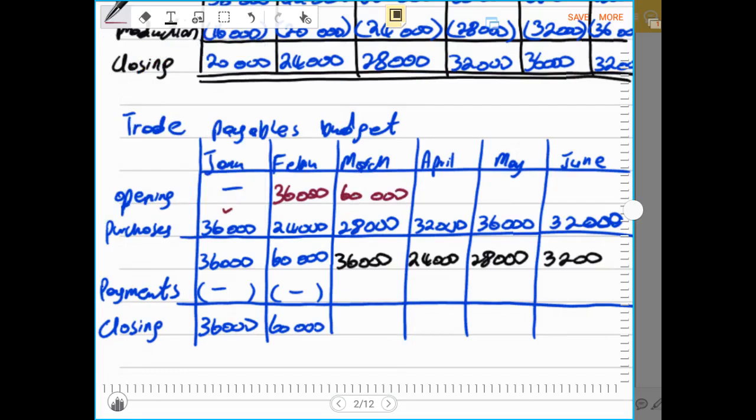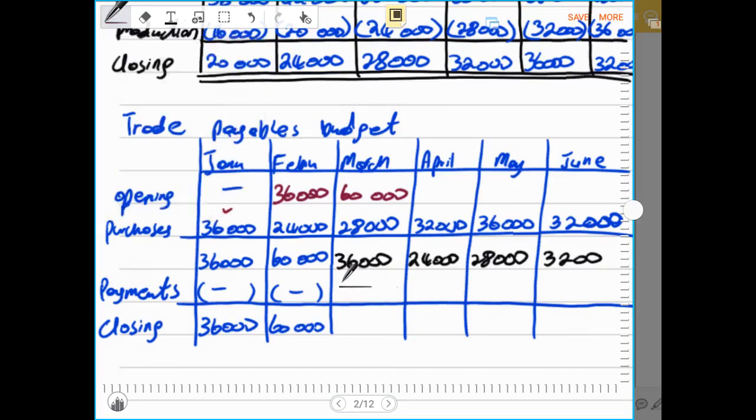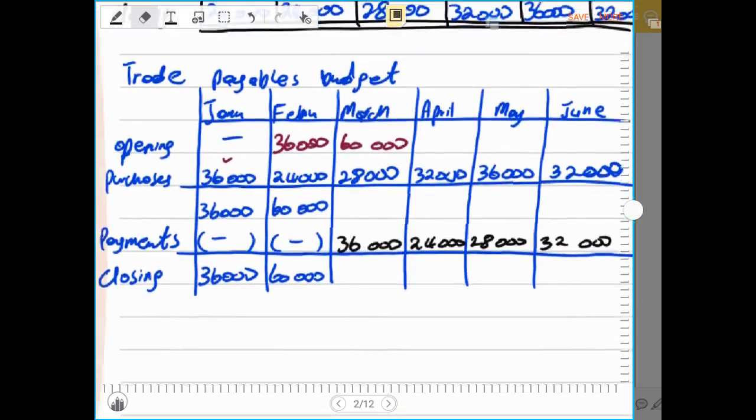Then after we say, oh sorry guys, the payments are under the payment column. 36,000, not where they are. 24,000, 28,000, 32,000. I just recorded them in the wrong column. Otherwise all the amounts are correct and they are recorded in the right columns but in the wrong row. Therefore now we record all the payments, and remember the payments will have to be negative because they are reducing what we owe to our suppliers.